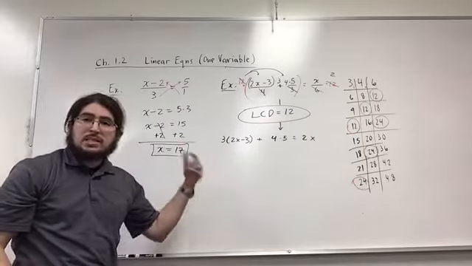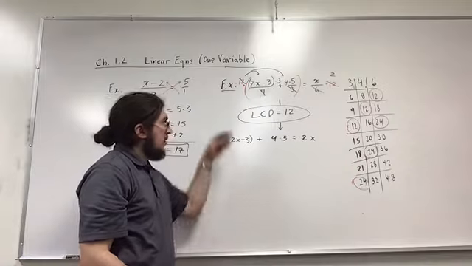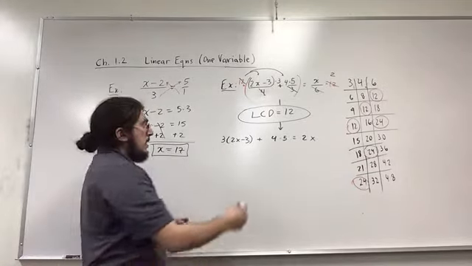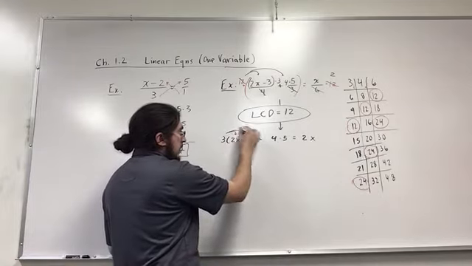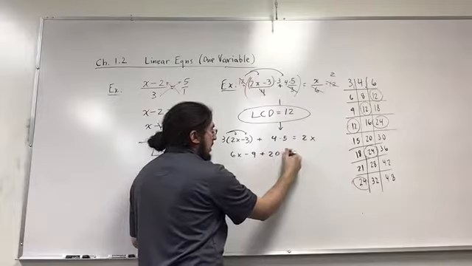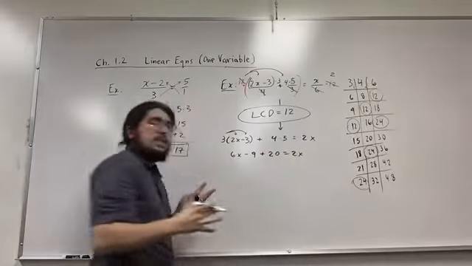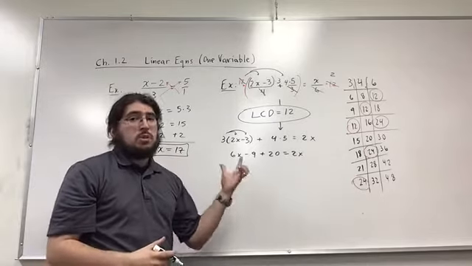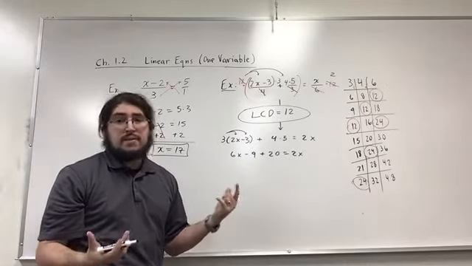So I'm just leaving it like that just so we can see what happens as far as how this behaves when you multiply by the LCD. And in any event, let's simplify a little bit. So we get 6x minus 9 plus 20 is equal to 2x. Perfect. Now we again have, similar to over here, an equation with no fractions, and we can solve this based on the previous examples that I showed you earlier.